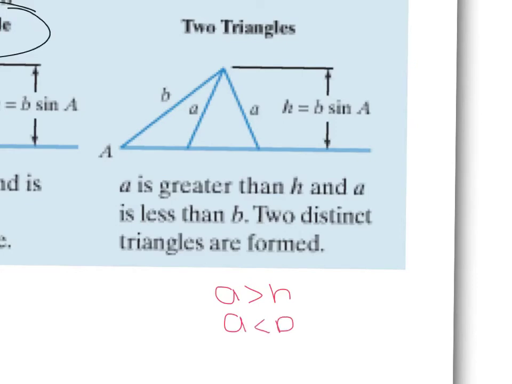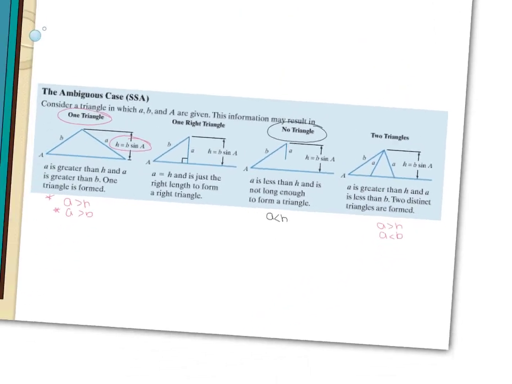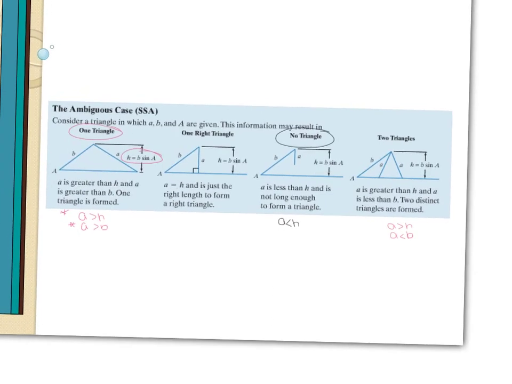I just want to point something out. Let me zoom out. Notice in both of these, you for sure have a triangle when A is greater than H or when A equals H. So as long as A is greater than H, you have triangles. What determines whether you have 1 or 2 is the relationship between A and B. If it's greater than, 1; if it's less than, 2. If A equals H, you have a right triangle. And if A is less than H, it's not long enough. You don't have a triangle at all. So let's start looking at different examples.